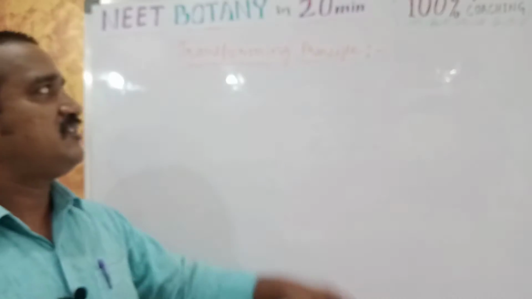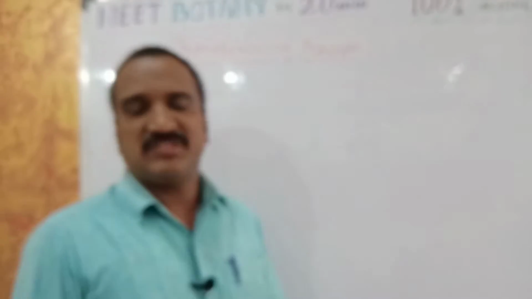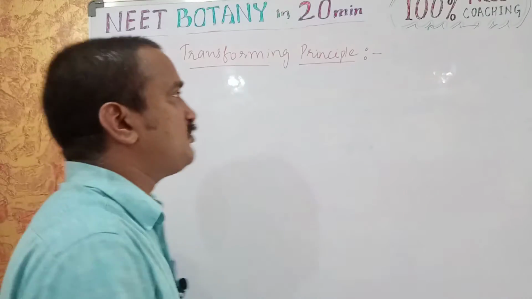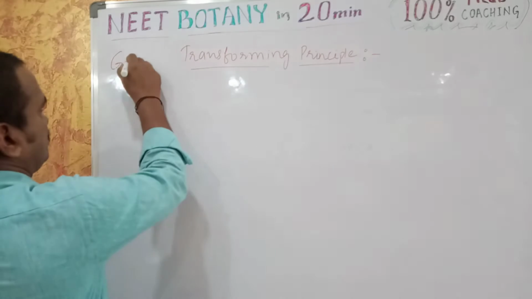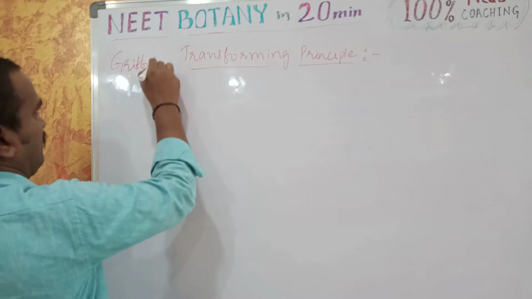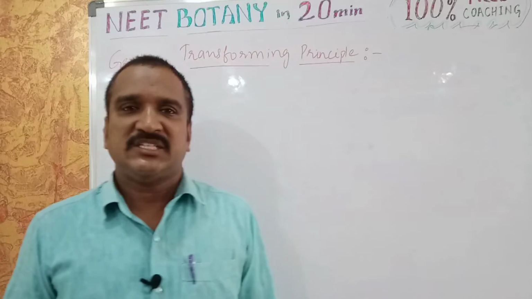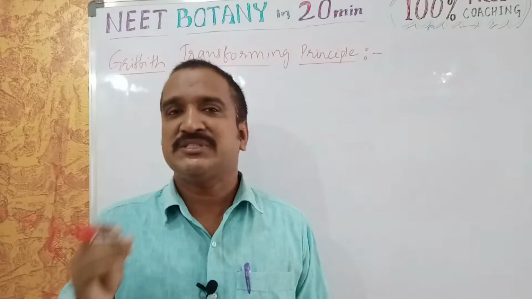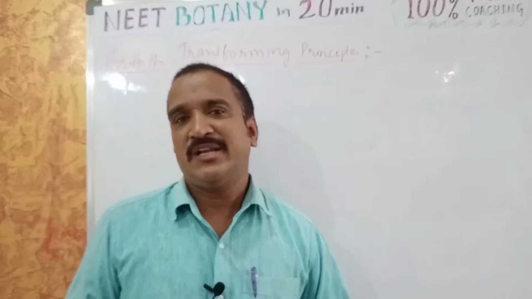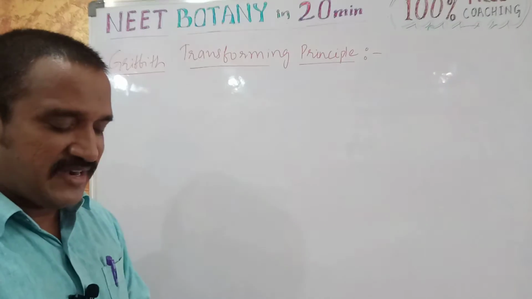Today we have to discuss the transforming principle. It was given by Griffith, so it is also called the Griffith transforming principle. This Griffith transforming principle is a very important principle. It is used in genetics and molecular biology. It was given by Frederick Griffith.